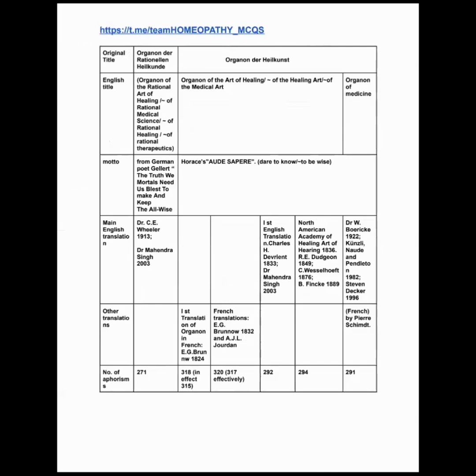This is very useful to remember all the important points about the different editions of Organon.